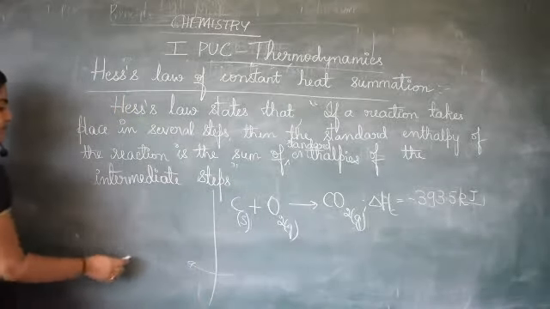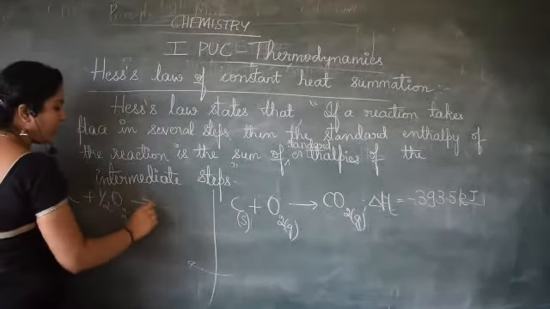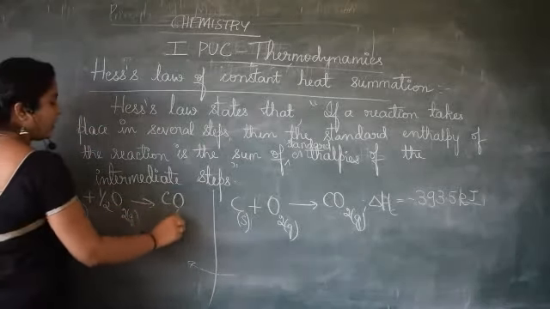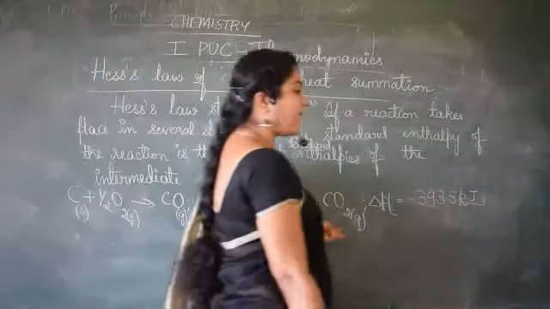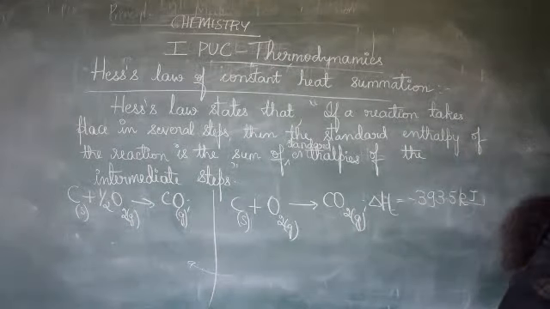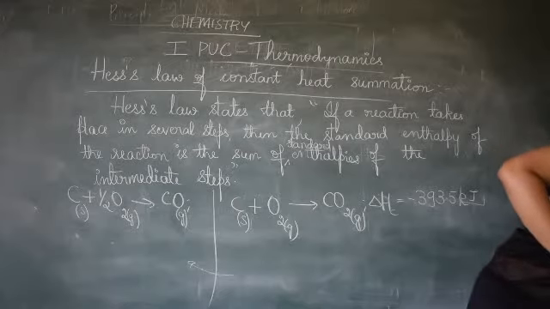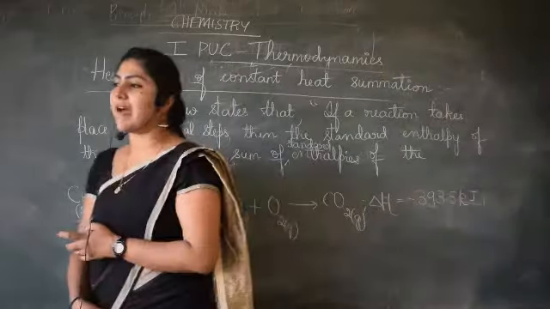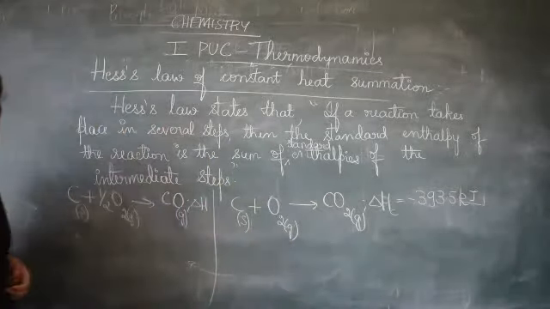I'll write it here. First carbon combines with half mole of oxygen to form carbon monoxide, CO. Then this carbon monoxide further reacts with half mole of oxygen to form carbon dioxide. Here the delta H value will be, I'll write it here.